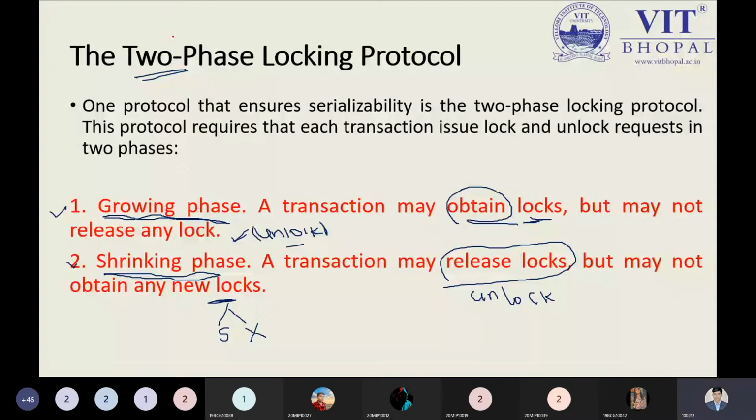A transaction may obtain locks, but may not release any lock. This is the point we have to keep in mind. The growing phase means a transaction may obtain locks, but may not release any lock. The shrinking phase says a transaction may release locks, that is unlock, but may not obtain any new lock. So the growing phase and the shrinking phase are the reverse of each other.